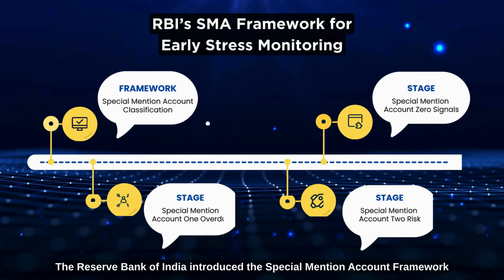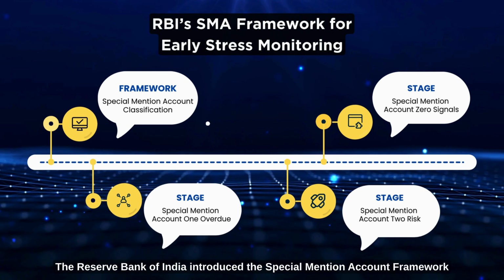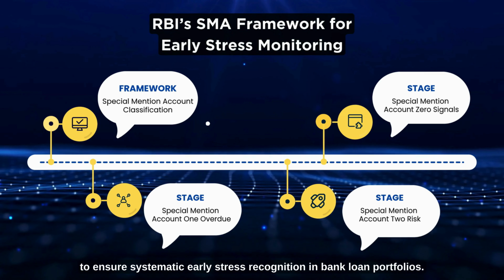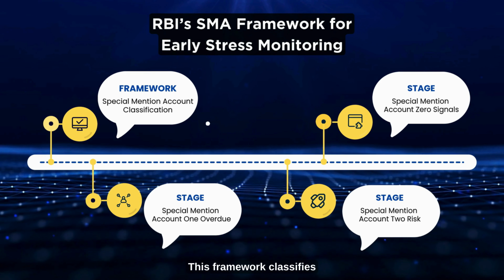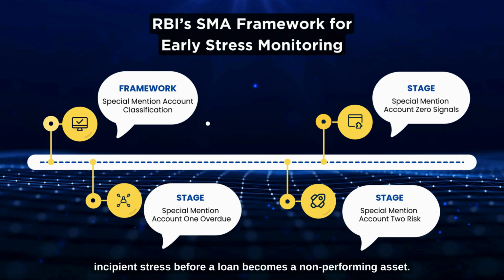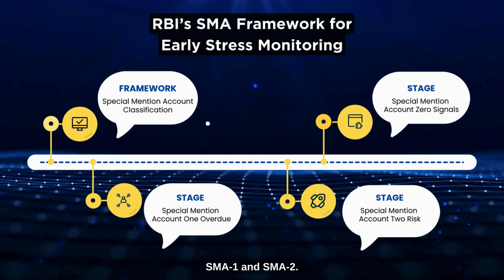The Reserve Bank of India introduced the Special Mention Account Framework to ensure systematic early stress recognition in bank loan portfolios. This framework classifies incipient stress before a loan becomes a non-performing asset. Under this system, accounts are categorized into 3 stages: SMA 0, SMA 1, and SMA 2.